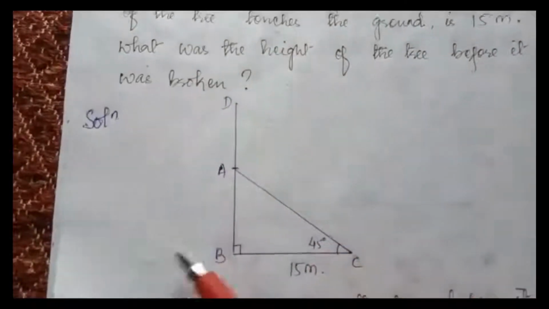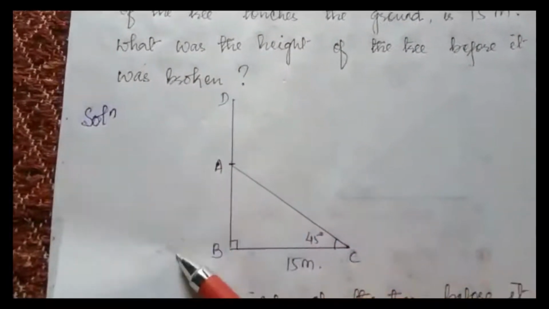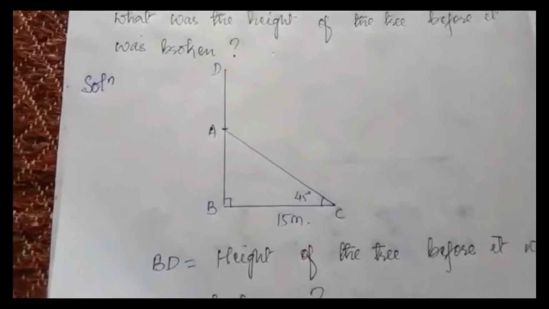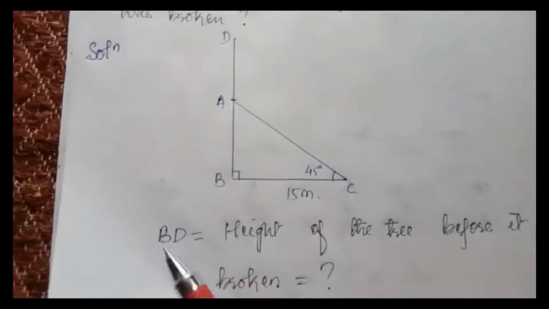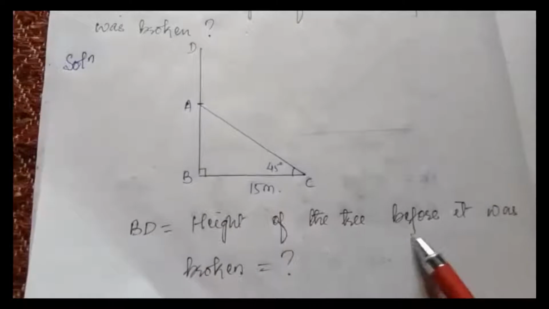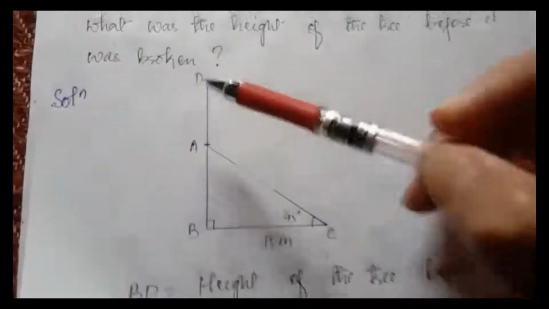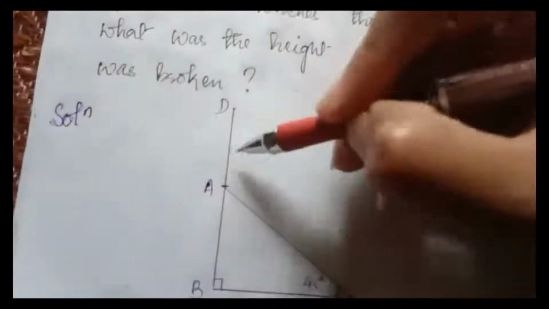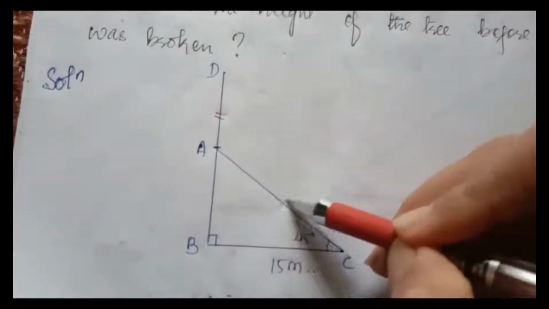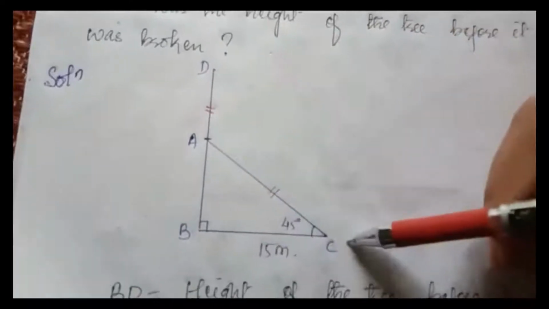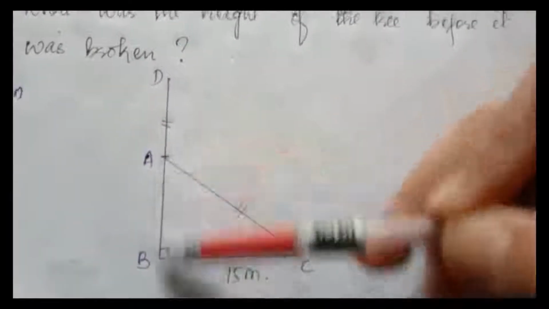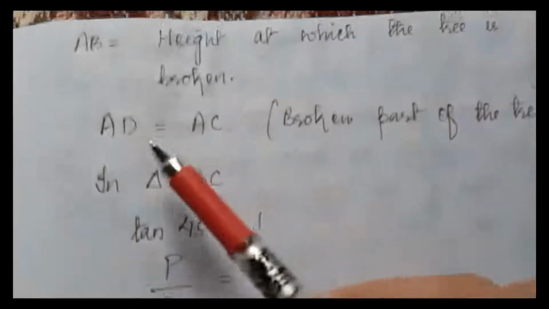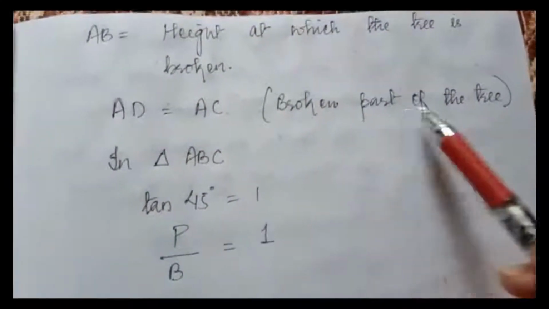So what is this height? You have to find this height before it was broken. What was the height of the tree? So BD is the height of the tree before it was broken. So BD is the actual height of the tree before it was broken, and you know this AD and AC are the same because this broken part is AC. Then AB is the height at which the tree is broken. And AD is equal to AC, the broken part of the tree.